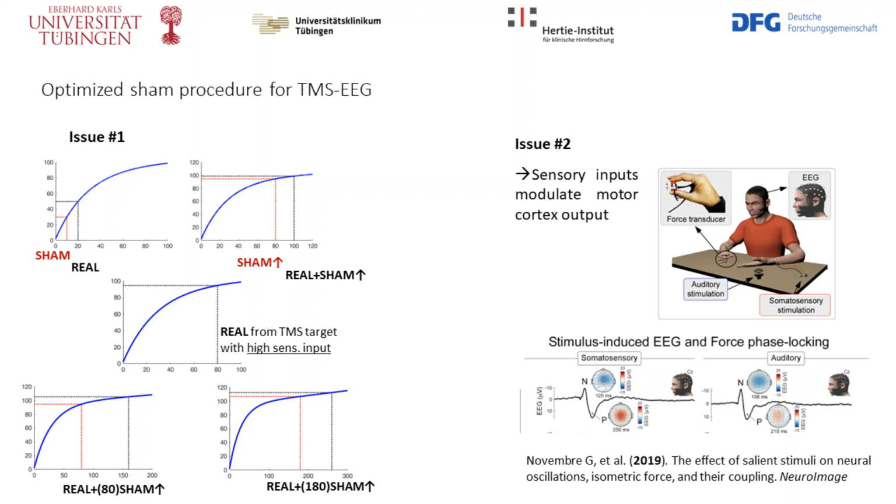Issue number two is the possibility that sensory inputs modulate the cortical response. Now, this has been suggested by studies showing corticospinal excitability modulation by sensory inputs. This has not been shown to be observable in TMS EEG experiments yet. However, if this were true, it would mean that the resulting cortical response using our optimized sham procedure might be modulated by the sensory input and thus not represent a true cortical response.